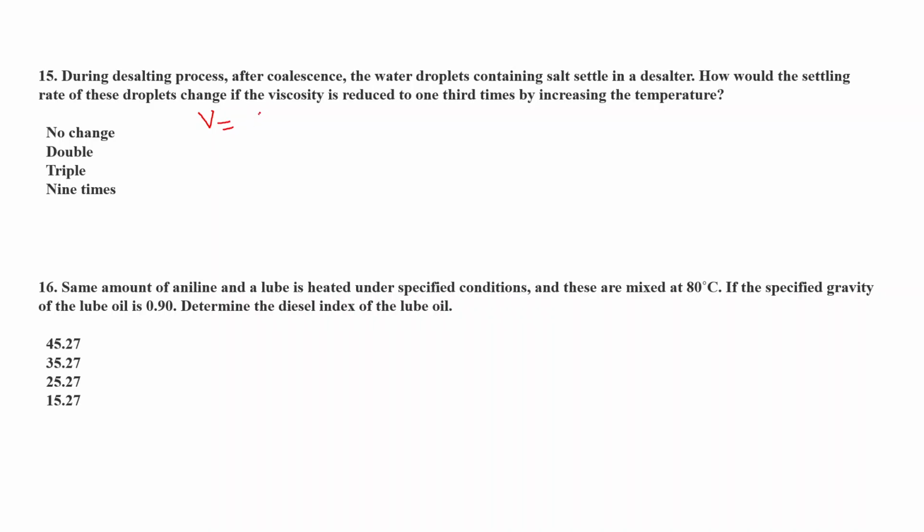v equal to 2r square delta rho g upon 9 eta, which is viscosity. So here we can see this is a settling velocity. So here we can see settling velocity is inversely proportional to viscosity. So V2 by V1 would be eta 1 by eta 2.